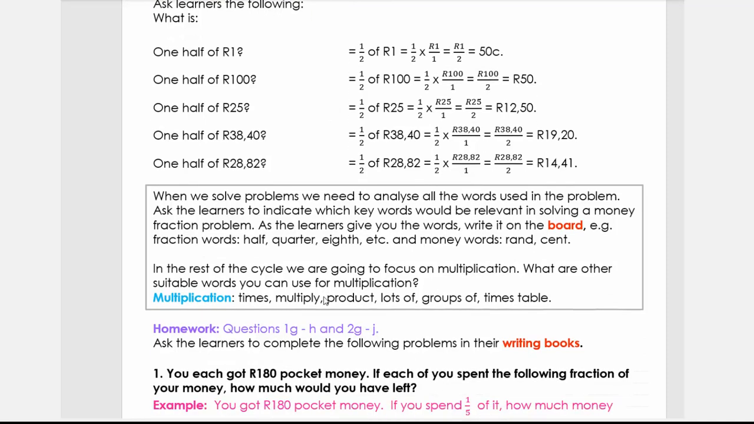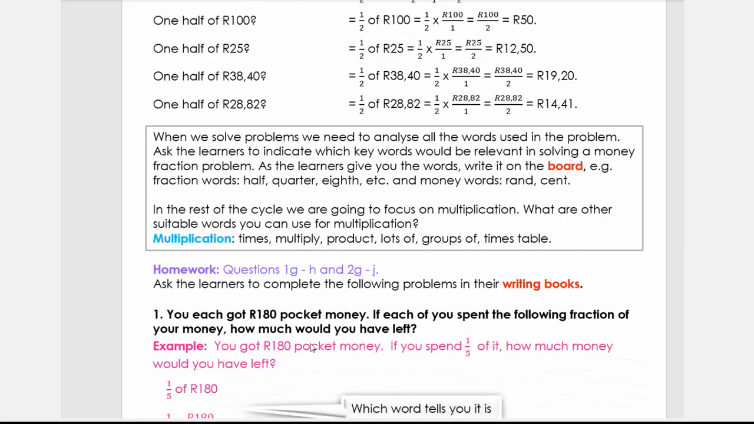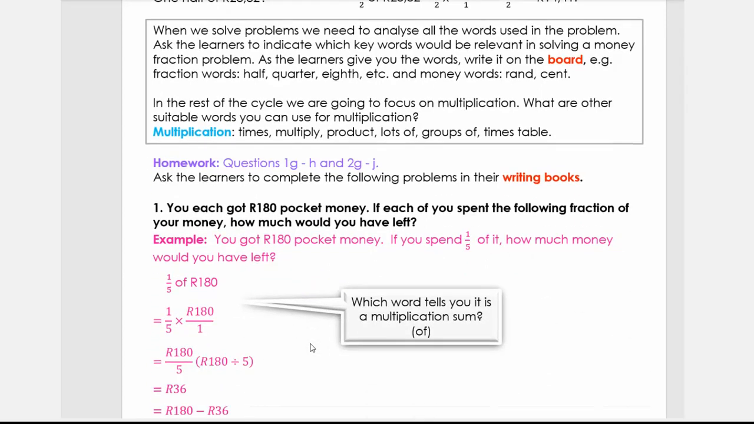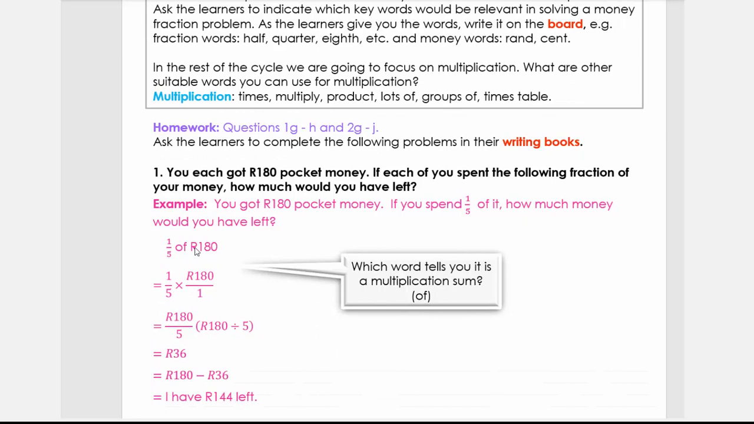So what you're going to do now is take that knowledge and then solve problems. The first one is: you each got 180 rand pocket money. If each of you spent the following fraction of your money, how much will you have left? So you've got 180 rand and you spend 1/5 of it. So we're going to say 1/5 of 180. We're going to do the whole calculation, and then we know what we spent, and we need to subtract it from 180 rand. So I want you to go through the example.